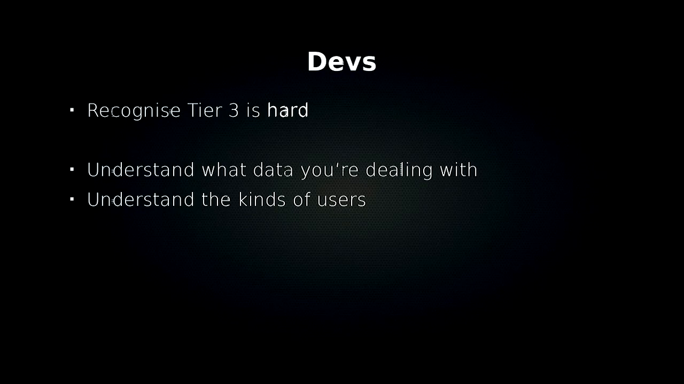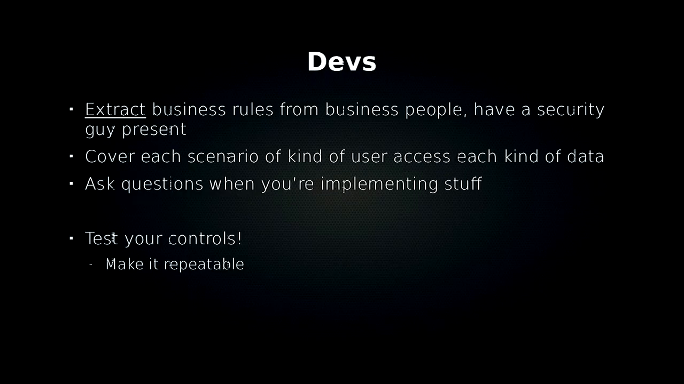Okay, so recognize tier 3 is hard. Understand the data that you're dealing with. Understand the kind of users that you're dealing with. So extract, and I do mean extract, the business rules from the business people. Who can access what?